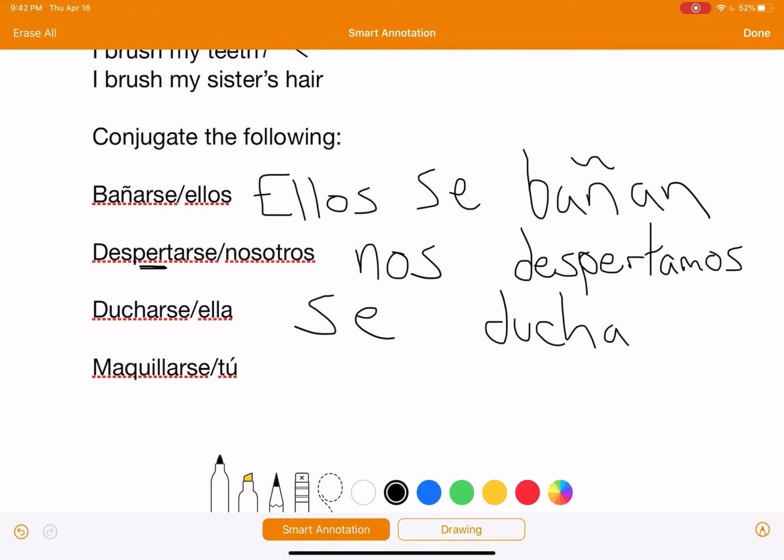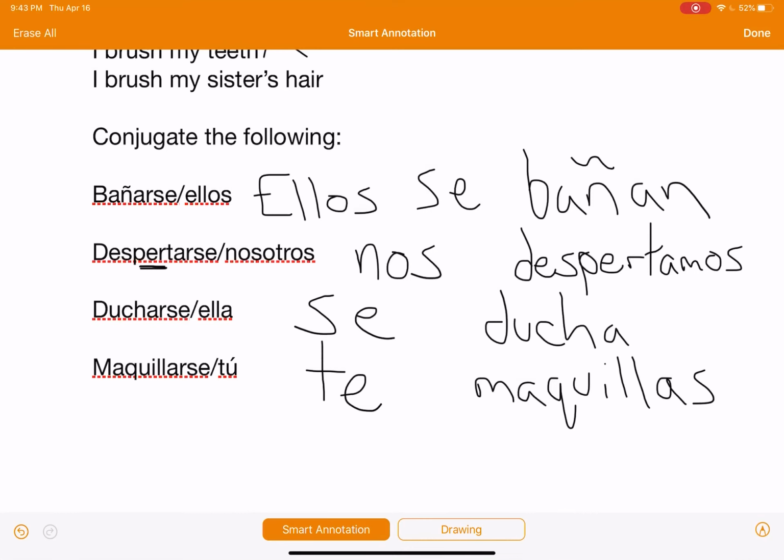Finally, maquillarse for tú. Identify that verb, identify the reflexive pronoun. My verb is maquillar. Conjugated for tú, I get maquillas. Then I add in my appropriate reflexive pronoun for tú, that is going to be te. Tú te maquillas. That is how you are going to be conjugating your reflexive verbs.